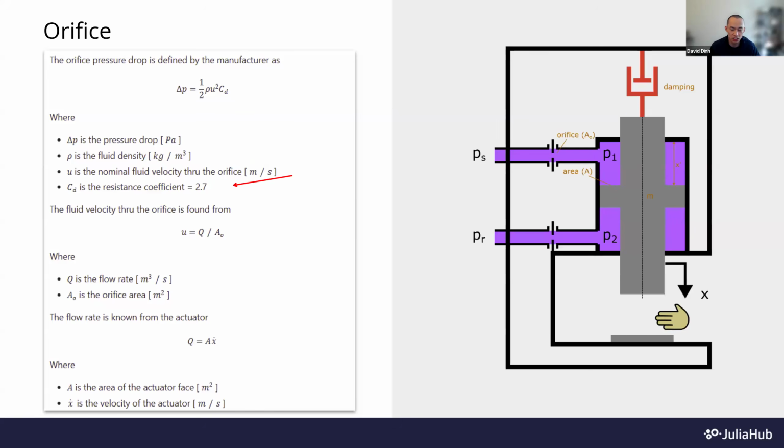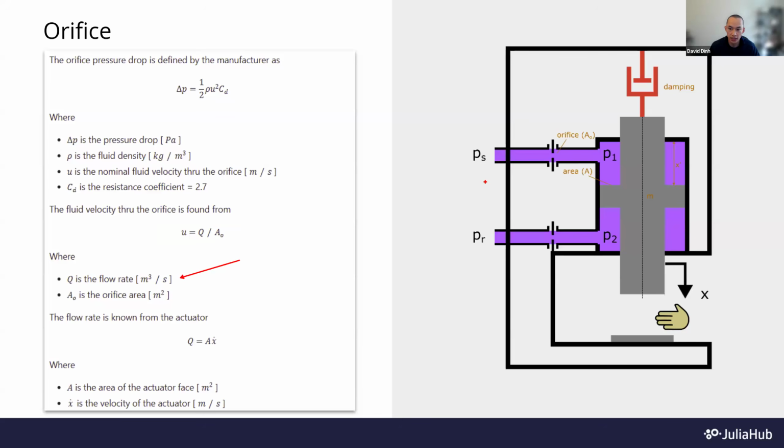CD is the resistance coefficient for our fluid, and that is just a known value. Okay, so that's what we have, the very first equation inside our system. The second equation we have right here relates the fluid velocity, U, to the fluid flow rate, Q. So U is simply meters per second, and then the flow rate is in meters cubed per second.